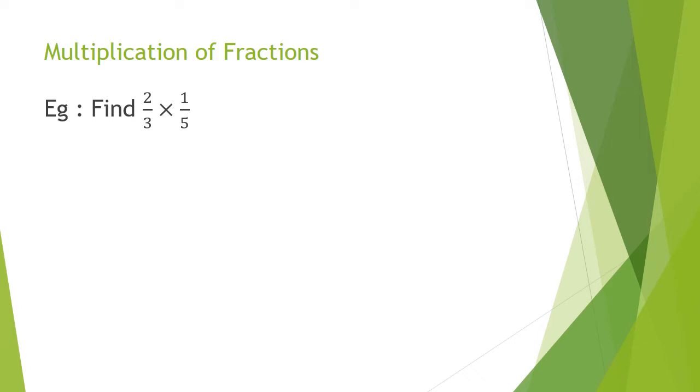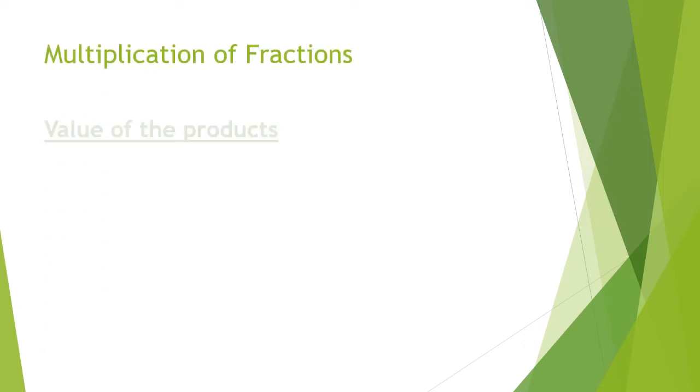Find 2 by 3 multiplied by 1 by 5. We can apply the rule of multiplication of a fraction by a fraction. That is, multiply the numerators upon multiply the denominators. That gives 2 into 1 whole divided by 3 into 5. That is 2 upon 15.